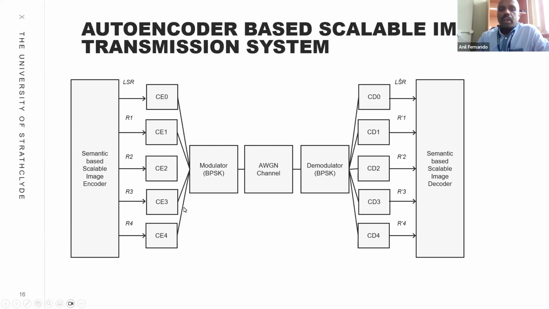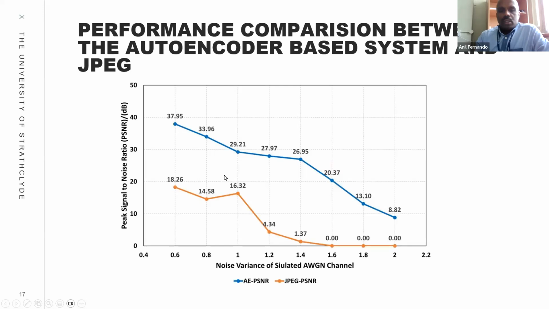Then we use a BPSK modulator to modulate the signal. An AWGN channel is used as the channel, and then the reverse operation happens at the receiver side. So this is the summarized result.